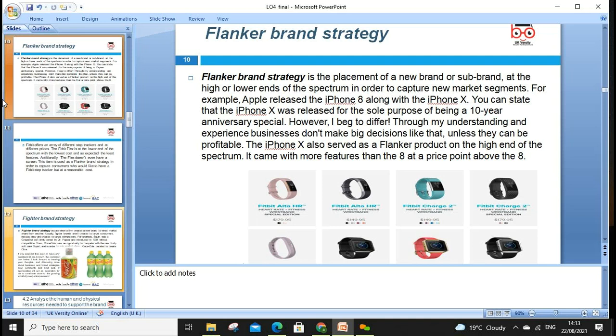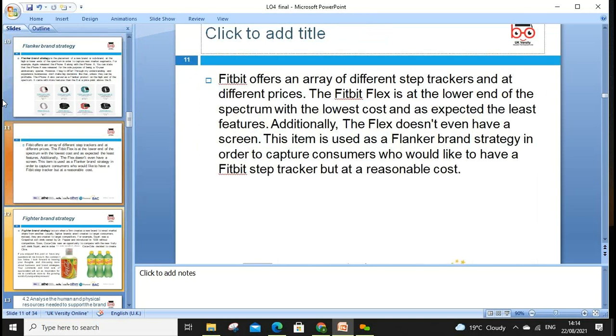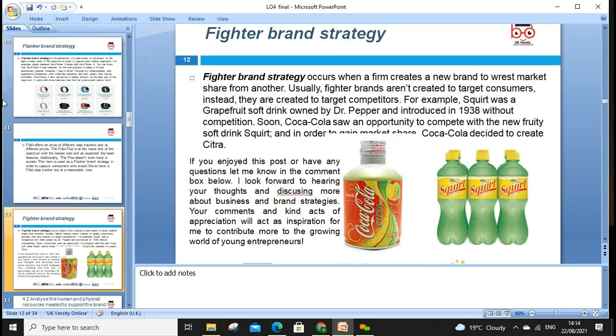Then it's called the flanker brand strategy. In this, the placement of a new brand or sub-brand at the higher or lower end of the customer spectrum, the different classes of customers. So we need to look at the market segment. For example, the iPhone 8 and iPhone X, 10 and so on, you will see how they captured different price points, such as above the 8. These help to meet most of the customers' needs. Okay, these are the examples.